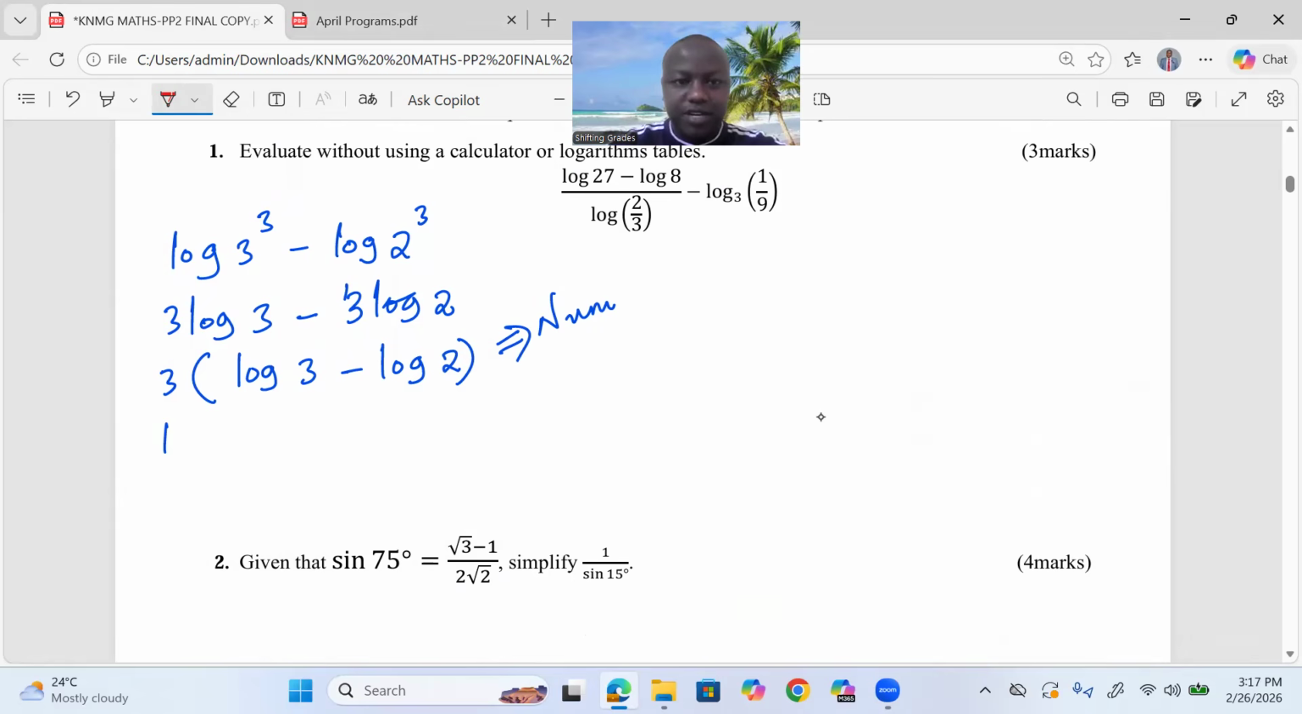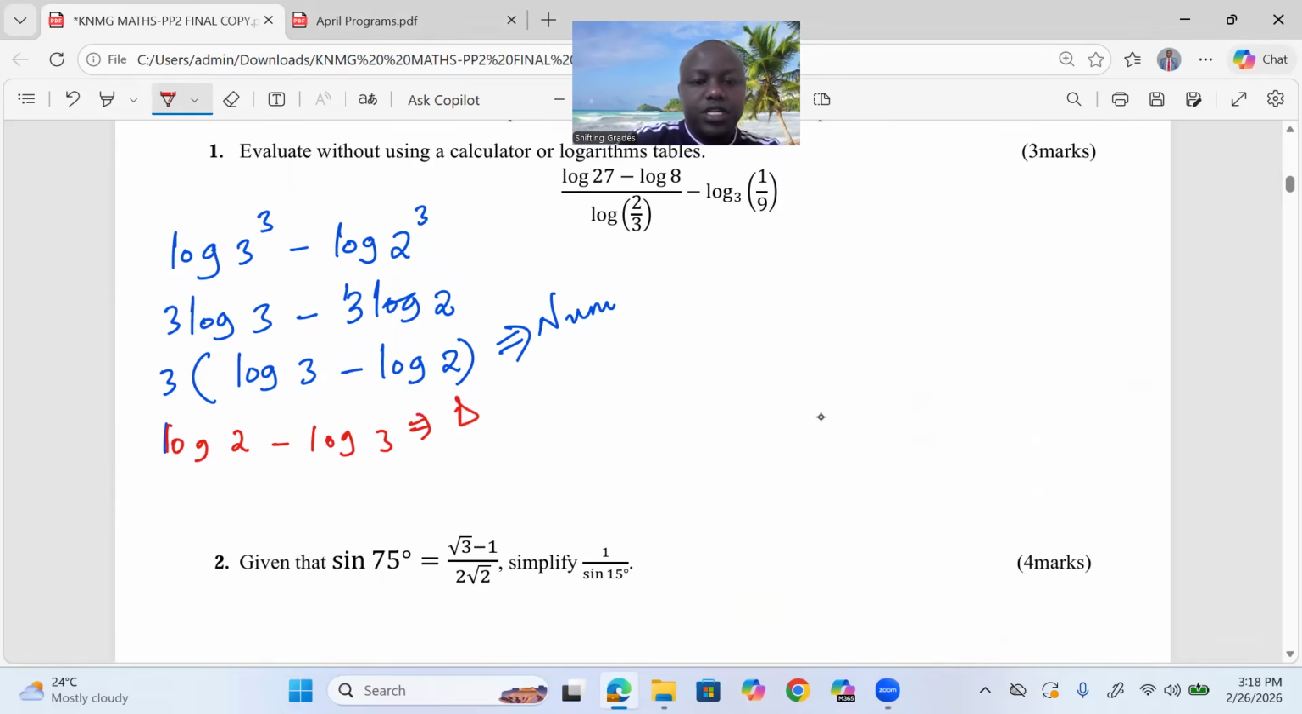Okay, so now we can say instead of the log of 2/3, we have the log of 2 minus the log of 3. Yeah, the log of 2 minus the log of 3. So this is our denominator.